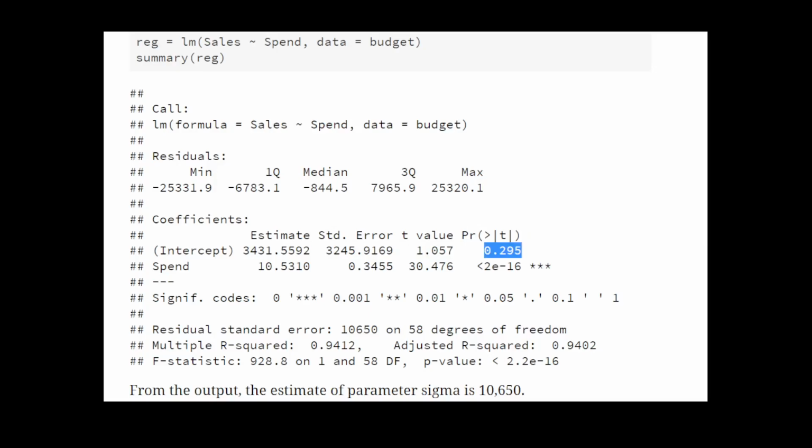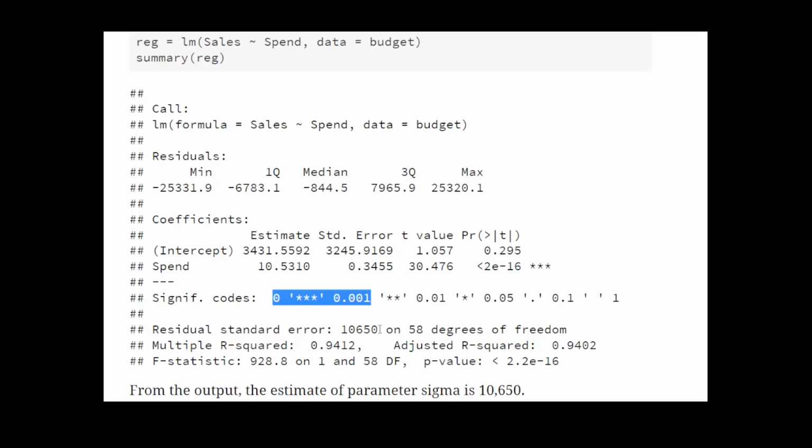The p-value for the intercept estimate is 0.295, whereas the p-value for the slope estimate, which is to say the spend variable, is less than 2 times 10 to the minus 16. That's a quick way of saying it's a very, very small number. We also notice the stars, which correspond to the range of values the p-value would lie in. We call those significance codes, and this is between 0 and 0.001, which is a way of indicating this is highly significant. I wouldn't really advise interpreting the output like that, but it's a good visual cue.